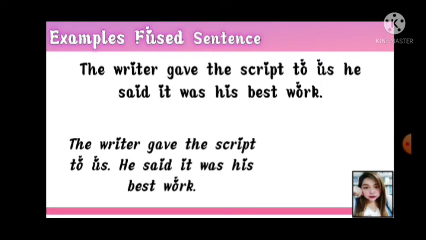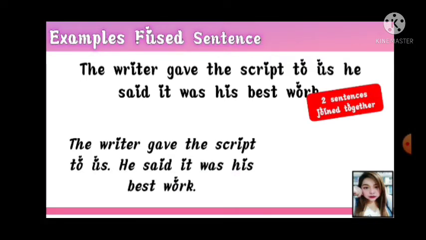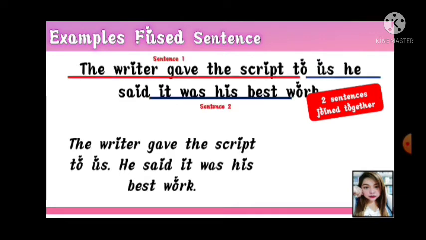So as you can see, as written here, there are two sentences joined together. So the writer gave the script to us. So you can have it as a sentence one and then another sentence. He said it was his best work. So it should be written this way. The writer gave the script to us, period. He said it was his best work, period. So we now have two sentences.